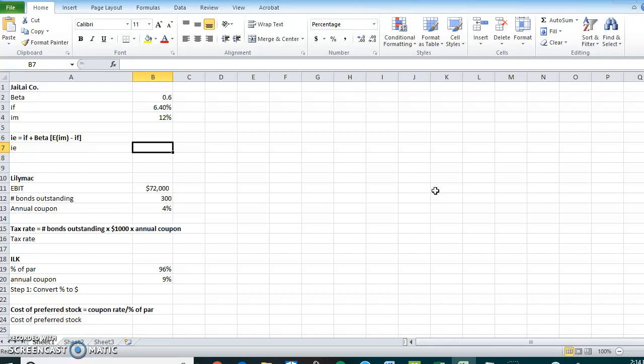The first one is Highlight Company. Their stock has a beta of 0.6. The current risk-free rate is 6.4%, and the expected return on the market is 12%. And it asks us to find Highlight's cost of equity. We only have 3 pieces of information, so this is pretty easy.